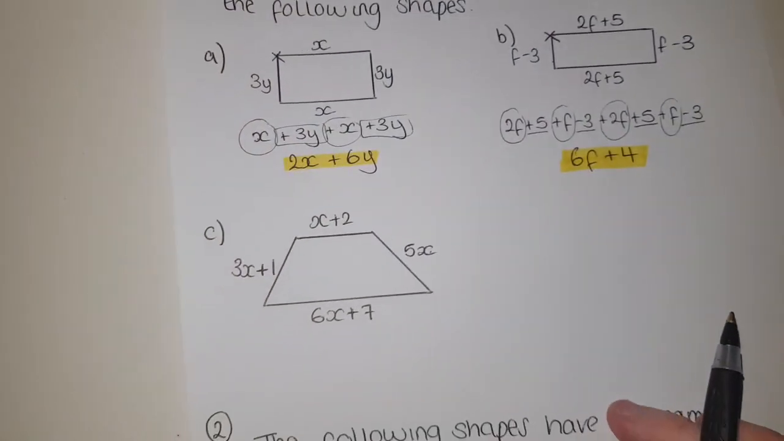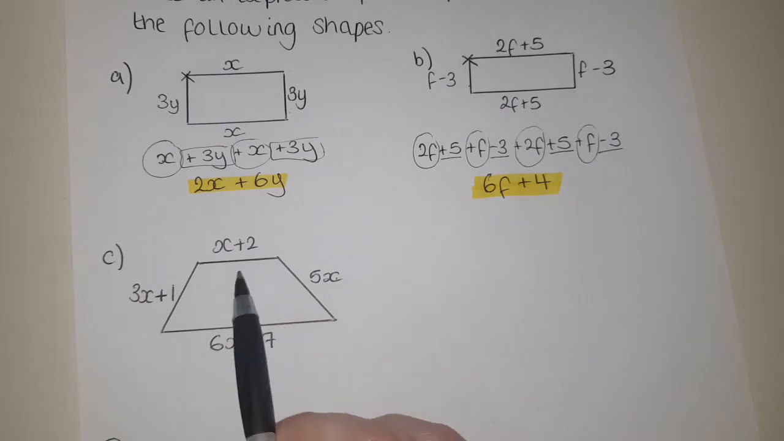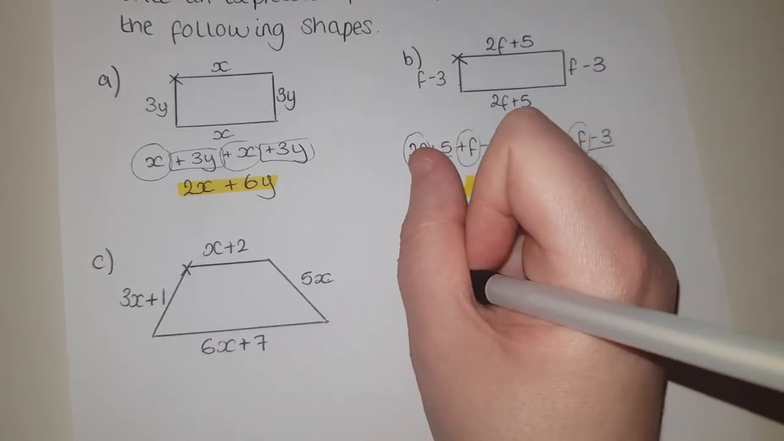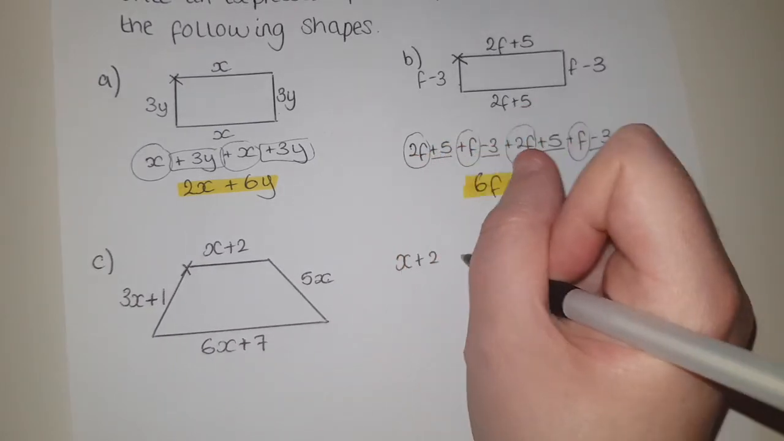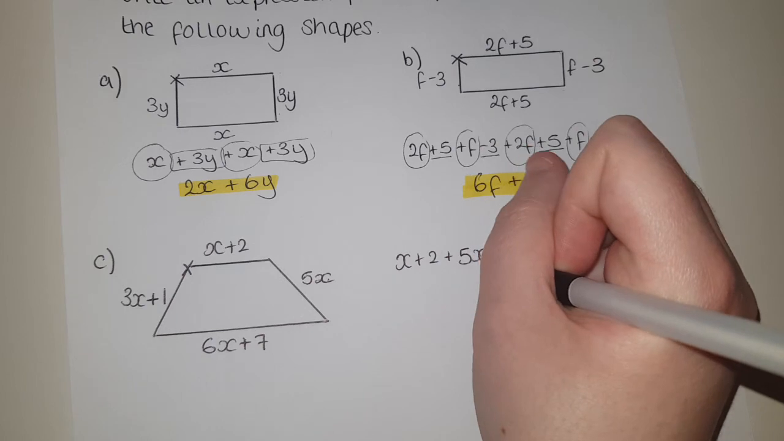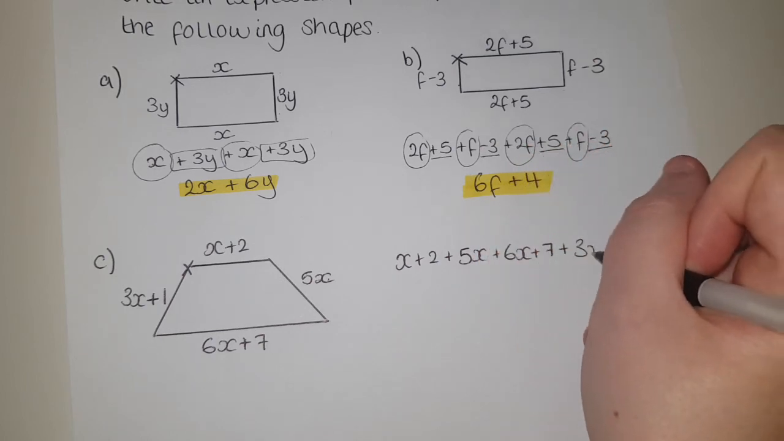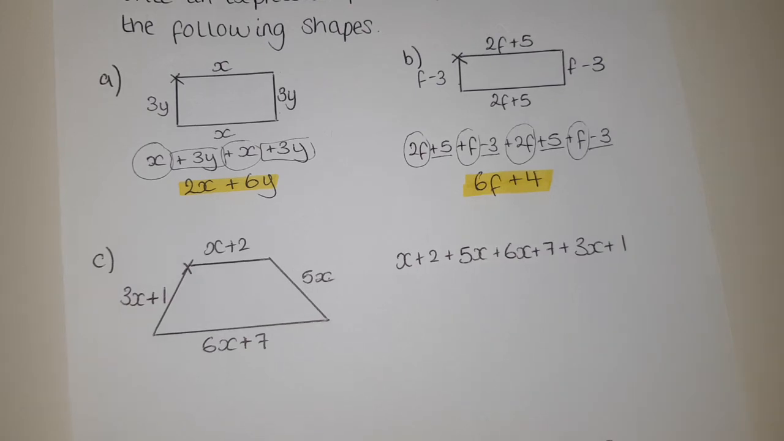Now if we look at the last one, a little bit more complicated, but they're all different lengths. All we're going to do is pick a starting point again. We're going to work our way around the shape. So I've got x plus 2, 5x, 6x add 7, and 3x add 1. And again, we're going to collect everything together. If it does help, feel free to use a highlighter.